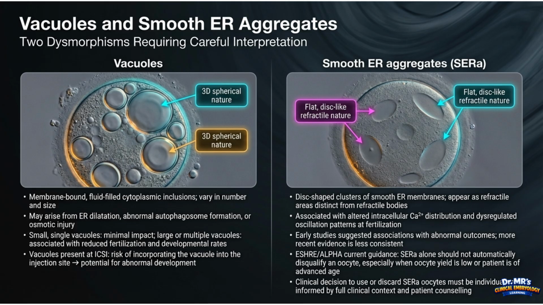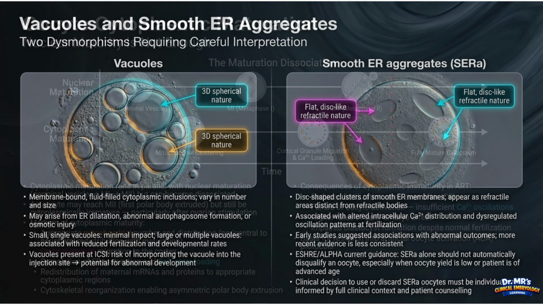This nuance is not weakness, it is clinical maturity. The evidence base for oocyte dysmorphism management continues to evolve, and the embryologist's role is to interpret morphology in context, not to apply rigid binary rules. As we connect these morphological observations to their biological consequences, let's now look directly at cytoplasmic maturation and why it is as important as the nuclear maturation we can more easily confirm.